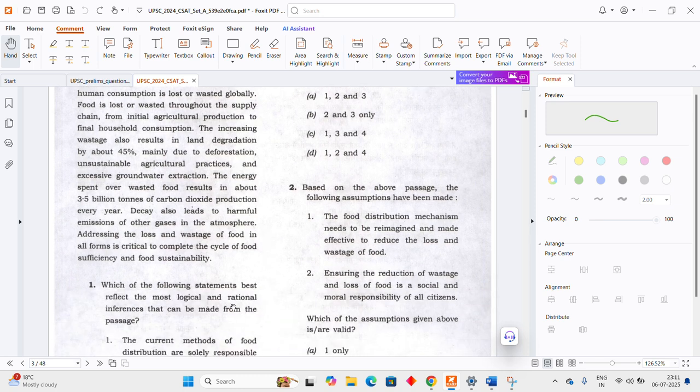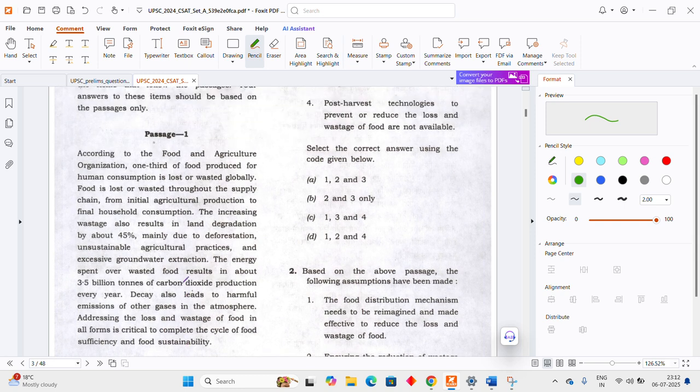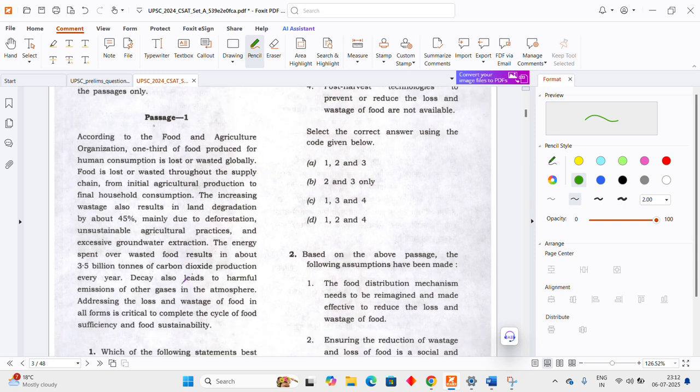First, we will read the question. It is asking about the most logical and rational inference. Now, there is a difference between inference and conclusion. Conclusion is what the author draws, or what is written in the paper itself. Inference is something that you, as a reader, will draw. Actually, there is not much difference, it is a 19-20 difference, but still.